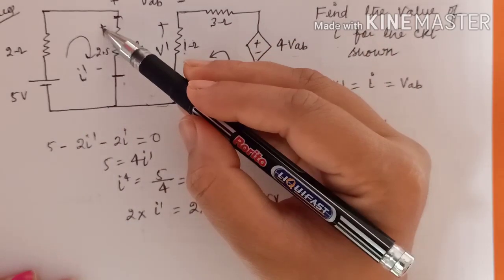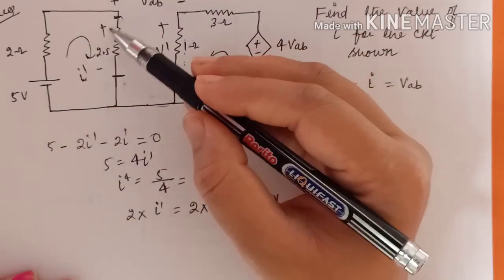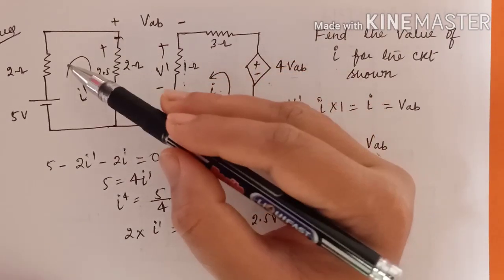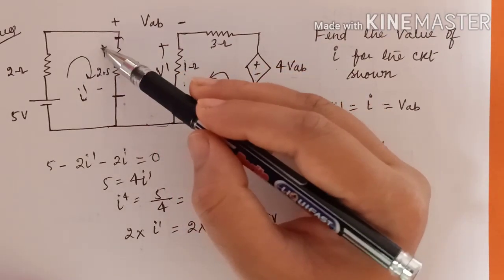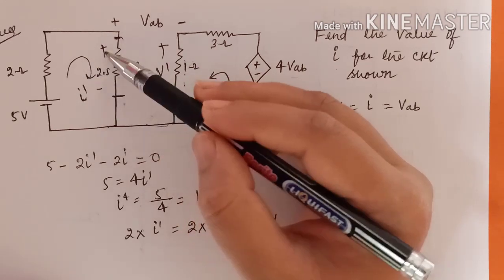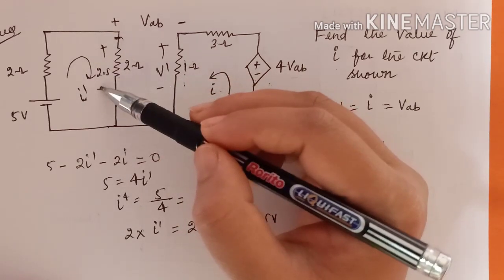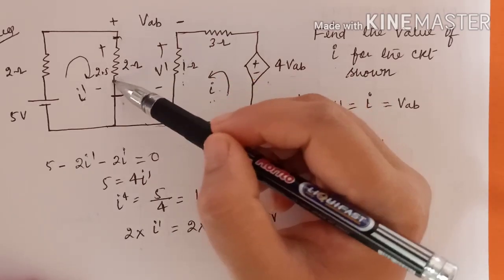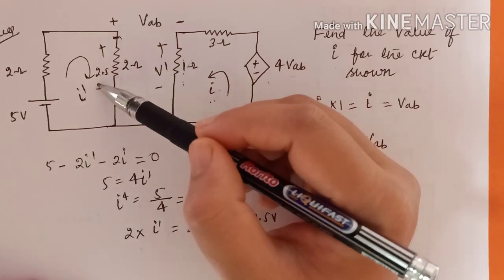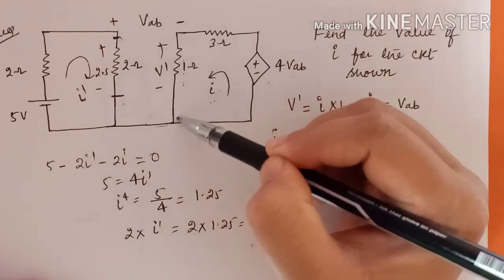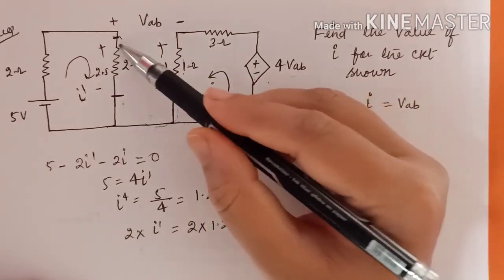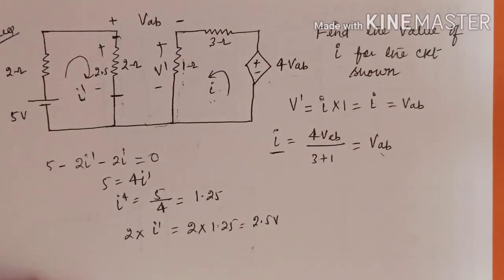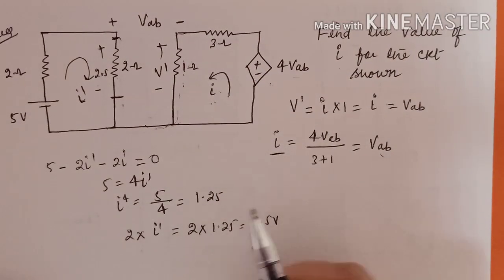And how have I taken this polarity plus minus? Because this 2 ohm resistor is acting as a load, so current will always enter through the plus sign. Current is entering like this, that's why I have taken this plus and this as minus. So now I got the voltage across the 2 ohm resistor, that is 2.5. Now I apply the KVL to this loop. This drop plus this drop plus this drop. Clear? So apply KVL here.